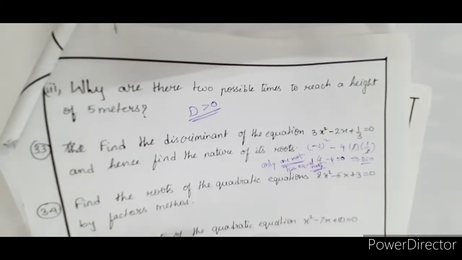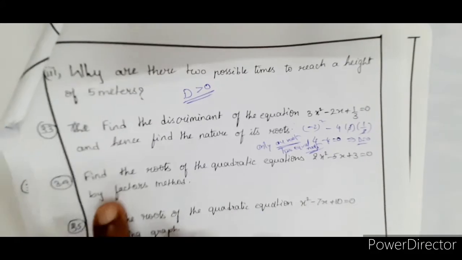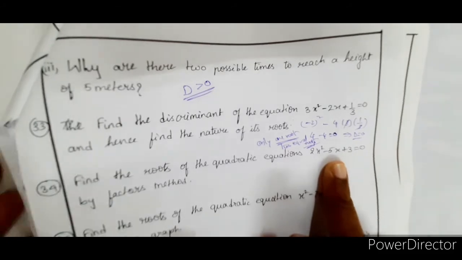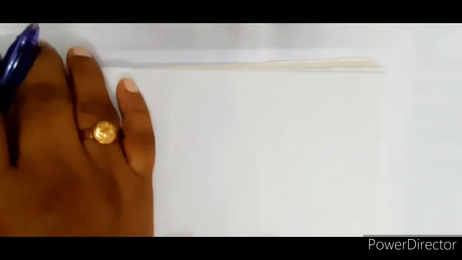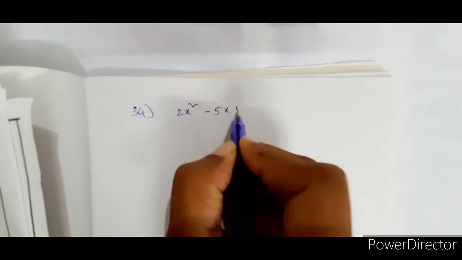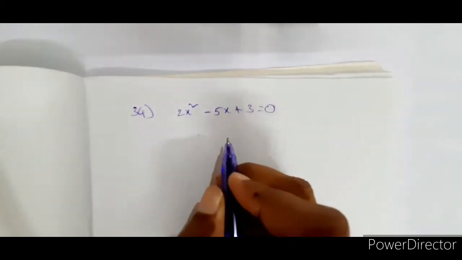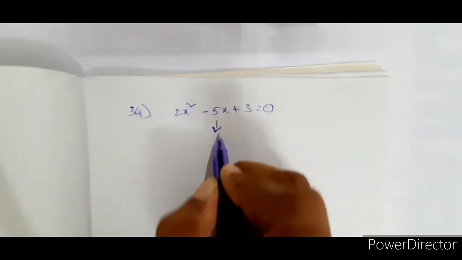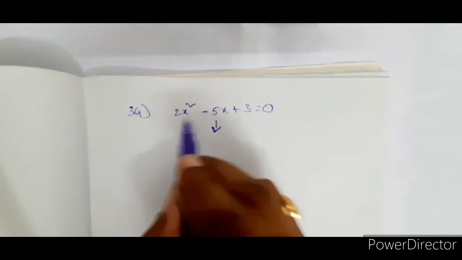Okay, unique root. Find the roots of the quadratic equation by factors method. Factors method means, yes, middle term splitting. Right, let us see how to do this one. Thirty-fourth problem, given equation is 2x square minus 5x plus 3 is equal to 0. What is the method adopted? Is factors method. That means we are going to split the middle term. Right. So you have 5 here, 2 and 3 here.